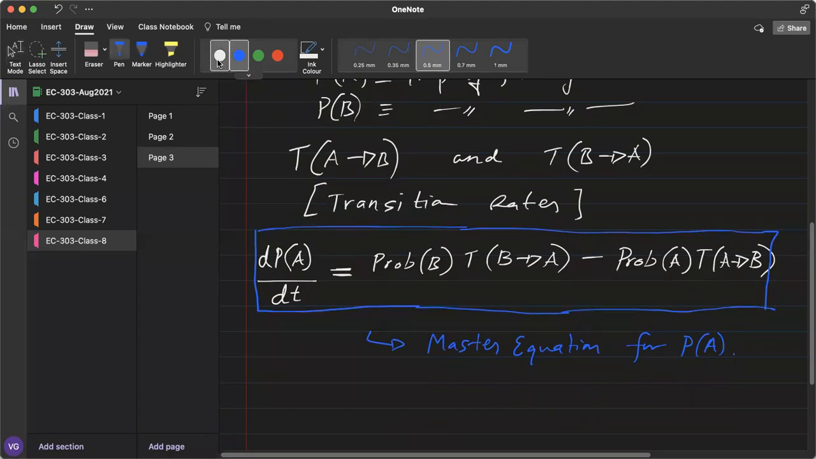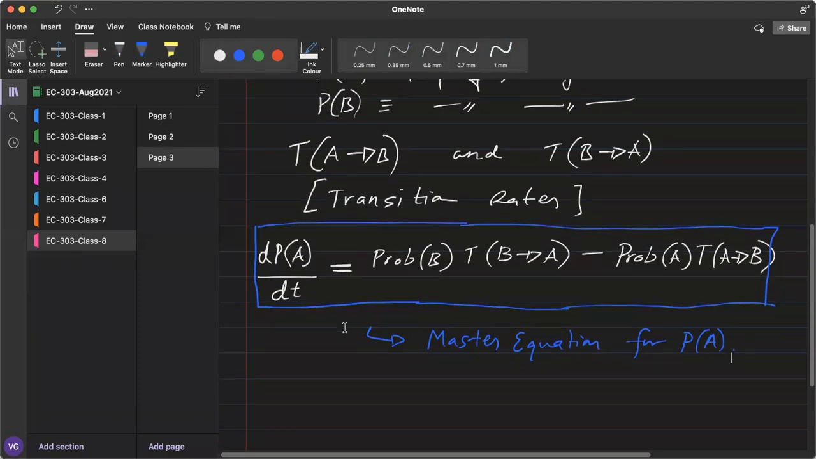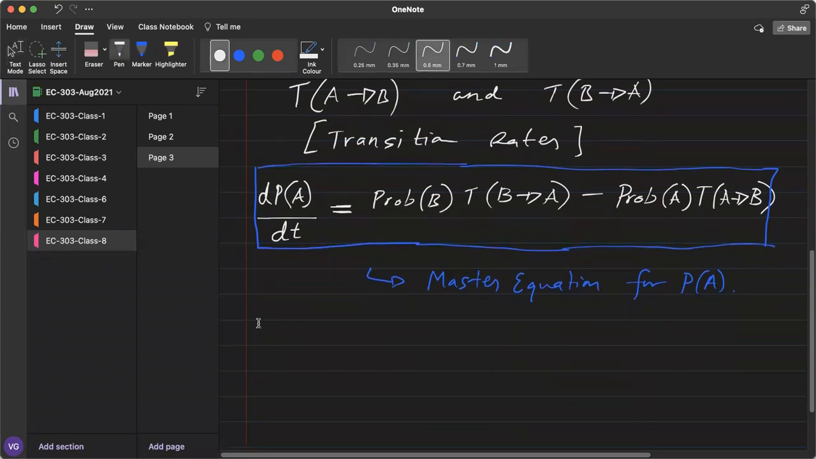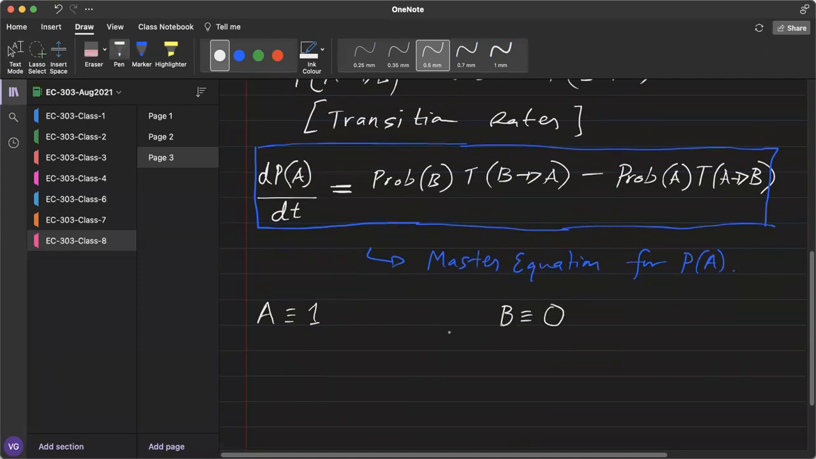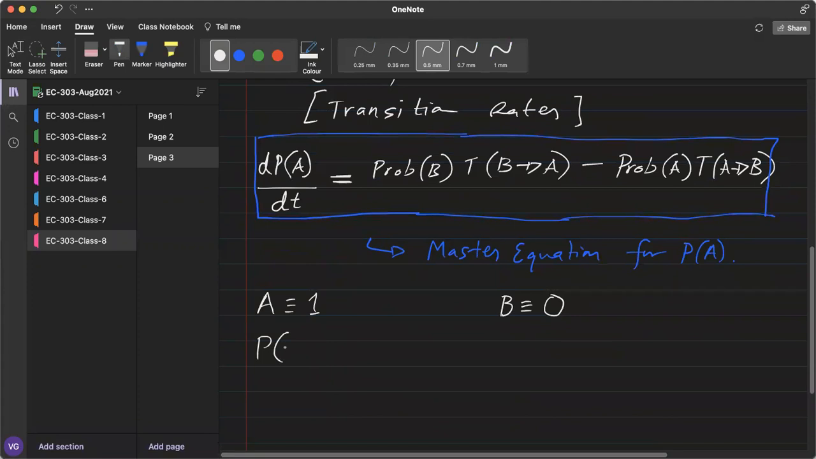So now let us apply this master equation in our context, which is the stochastic spatial model. So what's A for us? A would be 1, occupied, and B would be 0. Now what does P of A mean? Now that we have identified this, the next thing we should do is write down the transition rates. What's the transition rate for 0 to 1?